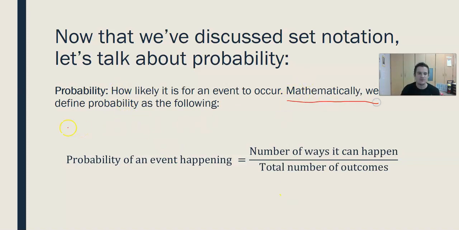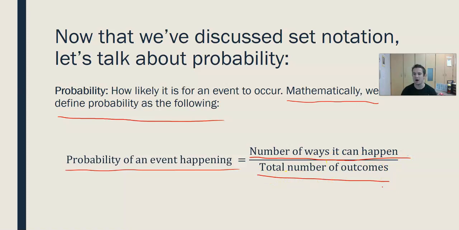So mathematically, we define probability as the following. The probability of an event happening is the number of ways it can happen divided by the total number of possible outcomes. So for example, let me really briefly, if I roll a 6-sided die, and I want to know what is the probability that I roll a 1? What is the probability that I roll a 1 on a 6-sided die?